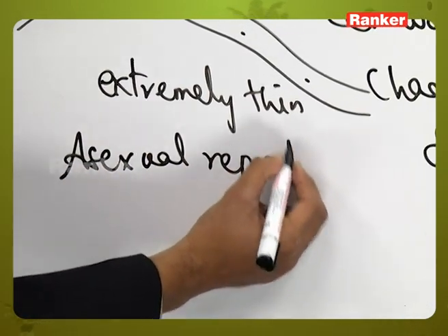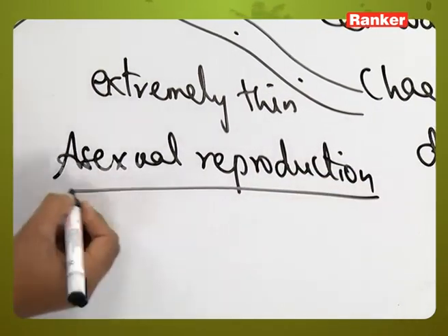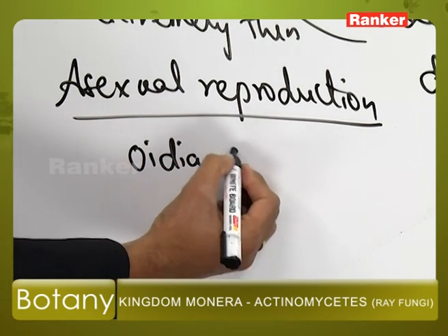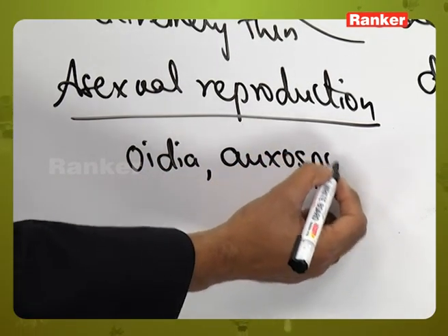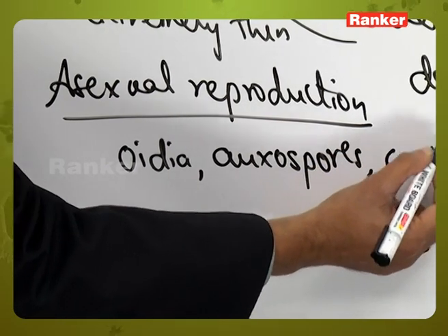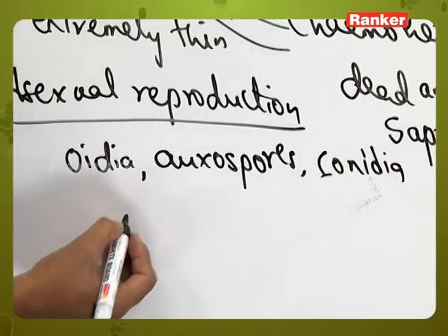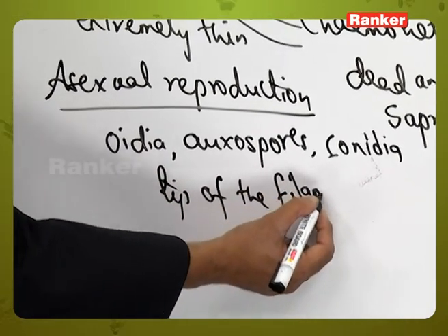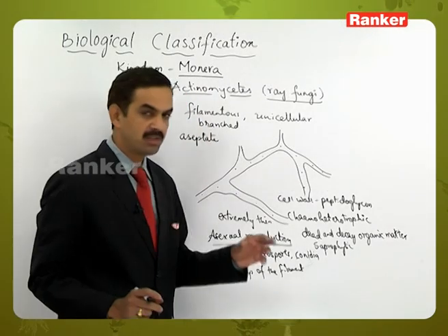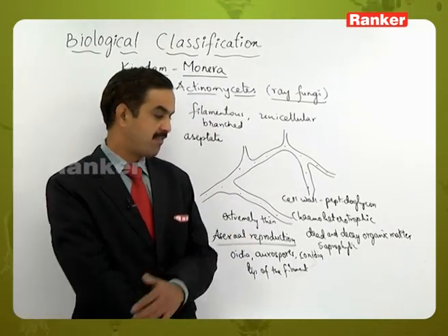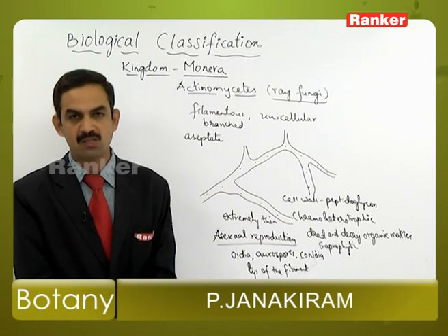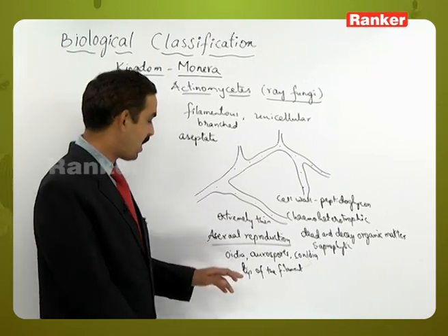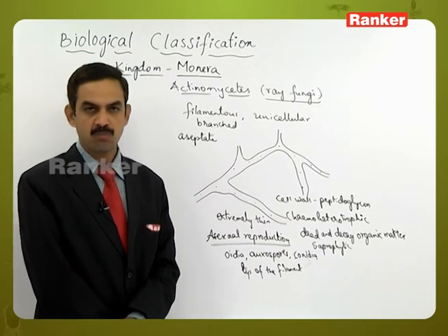This asexual reproduction occurs by the formation of some special structures or spores. Those spores may be oidia, exospores or conidia. These are the spores which are formed at the tip of the filaments. This is how these spores are formed, and whenever the spores are released, they fall on a suitable substratum and give rise to new individual organisms. So this is how they help in the asexual reproductive process.